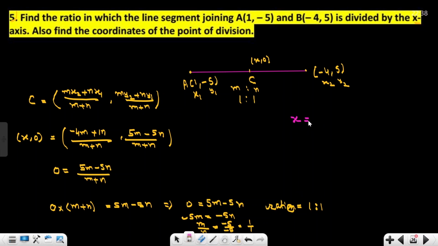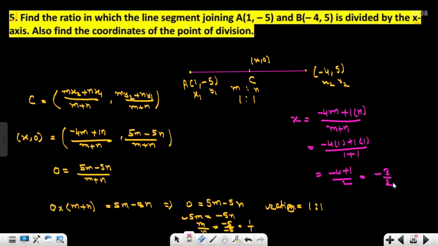Now the next target is to find the value of x. So x is equal to (minus 4m plus 1n) divided by (m plus n). Now just put the value of the ratio. Minus 4 into 1 plus 1 into 1, divided by 1 plus 1, is minus 4 plus 1 divided by 2. The answer is minus 3 by 2.